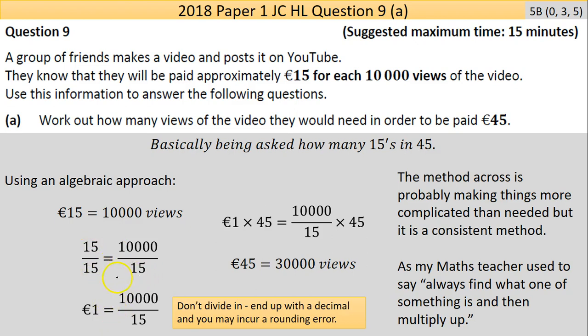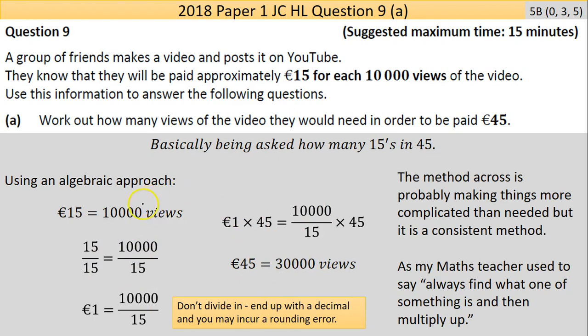I've divided by 15 both sides to see how many views you need to have for €1. Now I end up with this statement. Now that is a number. I don't divide it in because it's a decimal, so I'll just leave it as it is. So if €1 is equal to that many views, how much is €45? I multiply both sides by 45. And then €45 equals 30,000 views.